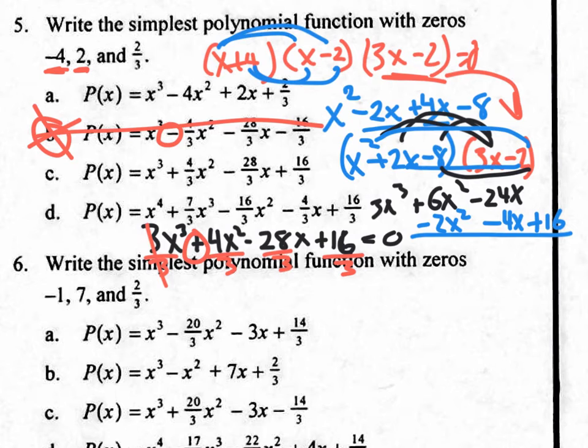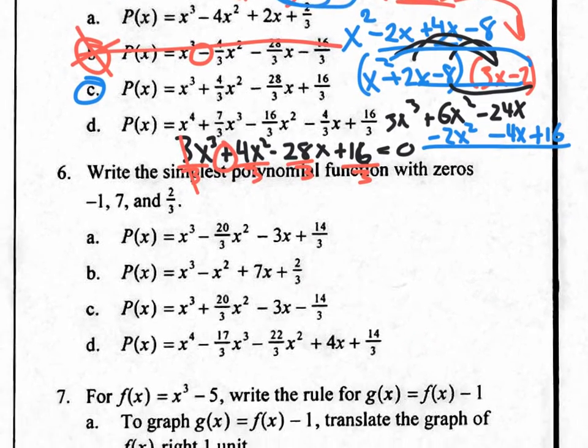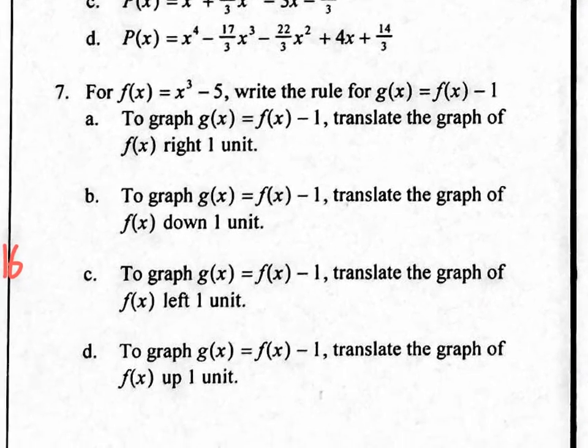So the answer is C. That's right. Because it has the x to the third. It has the 4/3 x squared. There it is. Negative 28 over 3x. There it is. And the 16 over 3. There it is. So C is the correct answer. So this does take a while. Hopefully you understand how to do it, and you should practice it by doing number 6, and hopefully you get that right answer. Check your answers like always when you're done.